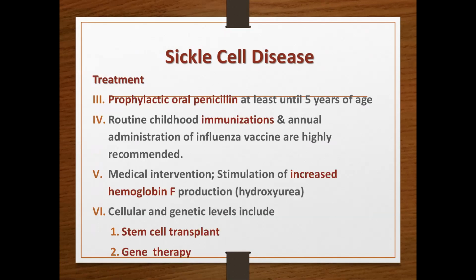Prophylactic oral penicillin should be given at least until 5 years of age, as mentioned. Routine childhood immunization and annual administration of the influenza vaccine are highly recommended. Medical intervention is by stimulation of increased hemoglobin F production by giving the patient hydroxyurea, which is a cytotoxic drug used in some blood malignancies. On the cellular and genetic level, it includes stem cell transplant in moderately severe cases, as well as gene therapy. Thanks so much.